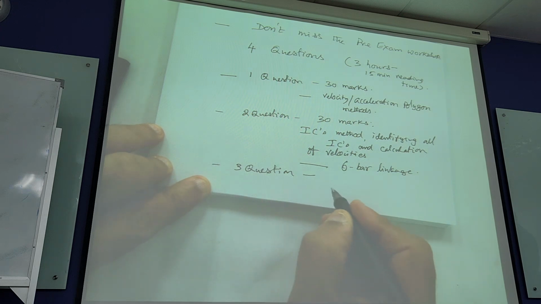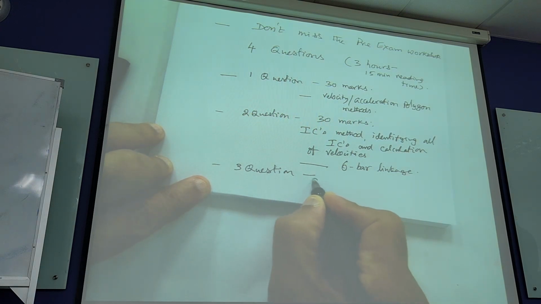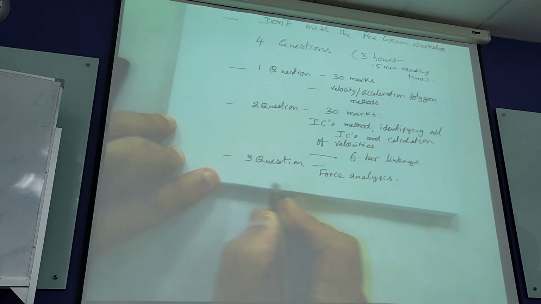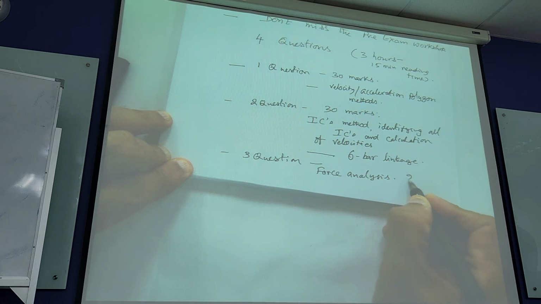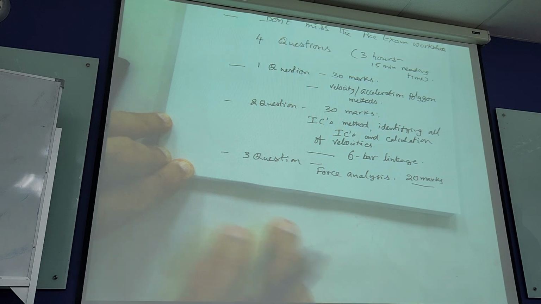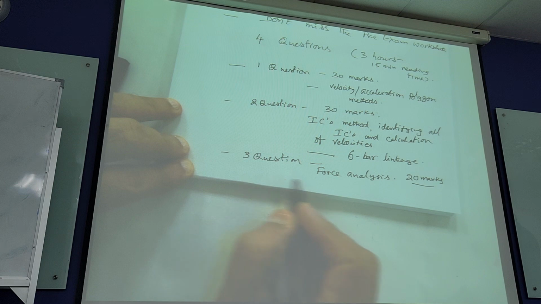Okay, the third question is about force analysis, 20 marks, because 60 marks are gone already. So the remaining 2 questions are 20 each. Here, draw free body diagrams for the links. This is the 4-bar linkage mechanism.